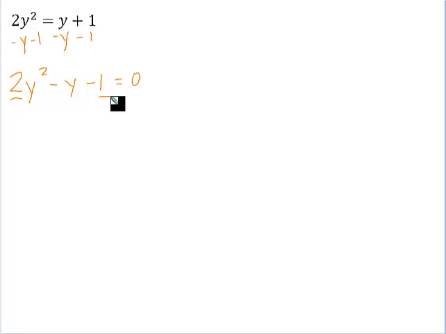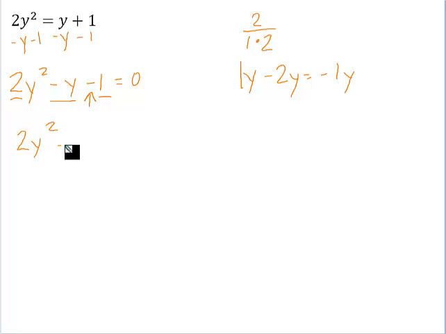So 2 times 1 is 2. The only factors are 1 times 2. We want them to subtract to give us a negative 1. Subtracting to give us a negative 1y would have to be 1y minus 2y. That would be negative 1y. So we can split our equation up now. 2y squared plus 1y minus 2y minus 1 equals 0.